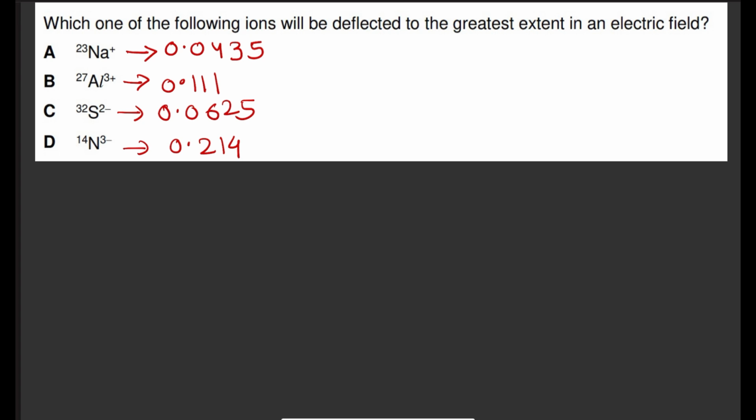So I have found the charge by mass ratio of all the particles, and as we can see, the charge by mass ratio of the nitride ion is the greatest, and so the answer to this question will be D. As nitrogen has the greatest charge by mass ratio, it will show the greatest deflection.